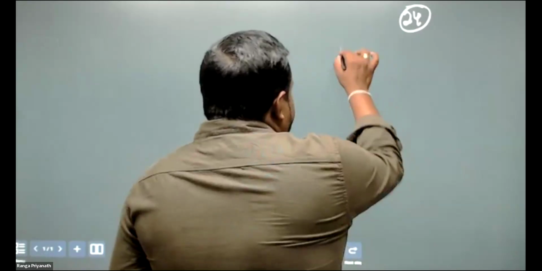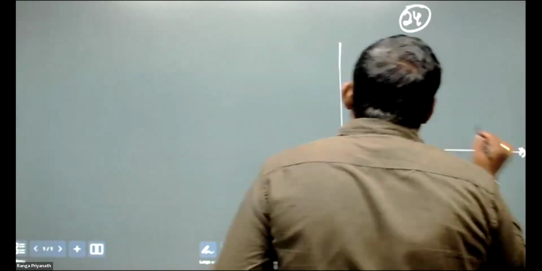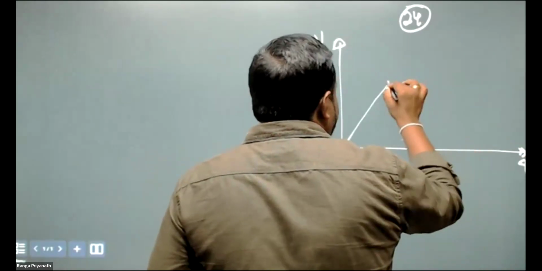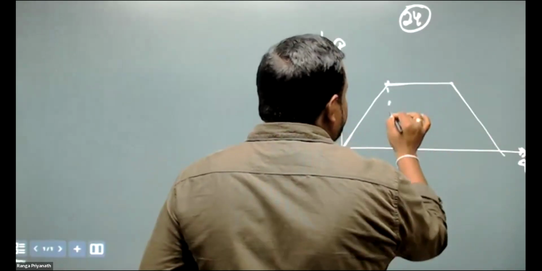An object starts motion from rest and moves a distance s meters with a uniform acceleration. Then it moves another distance 2s meters with uniform velocity, and finally moves another distance 5s meters with uniform deceleration and comes to rest. I can draw this in a VT curve, because a VT curve is much simpler when it comes to MCQs.